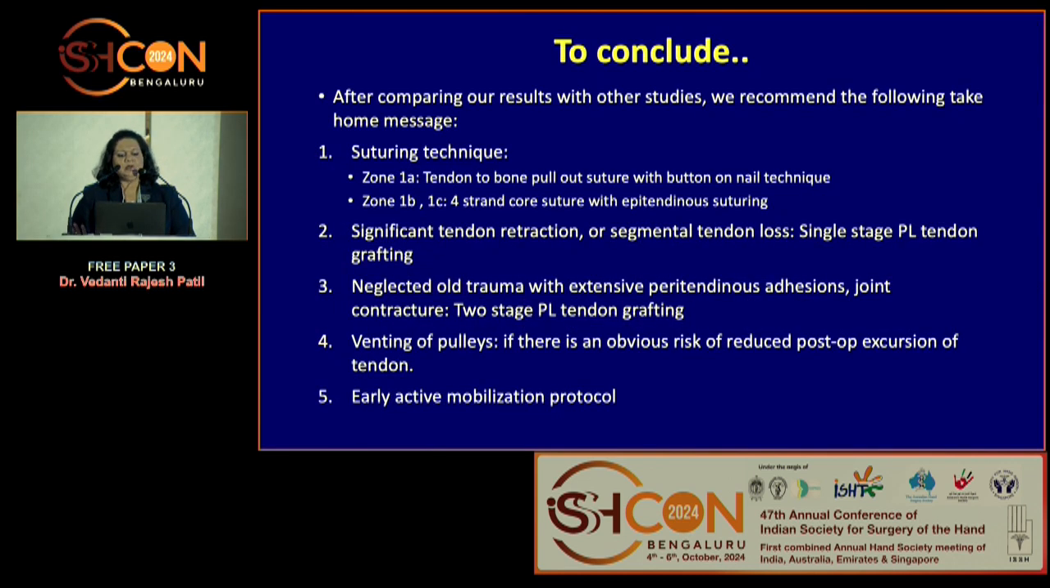So to conclude, the suturing technique that we would suggest is, in zone 1A, we use the tendon to bone pull-out suture with button-on-nail technique. In 1B and 1C, we use a 4-strand with epitendinous suturing. If there is significant tendon retraction or segmental tendon loss, then you go for single-stage PL tendon grafting. In a neglected old trauma, we would use the 2-stage PL grafting. And regarding the venting of pulleys, if there is an obvious risk of reduced post-op excursion of the tendon, then we go for the venting of pulleys. And an early active mobilization protocol will always be helpful.